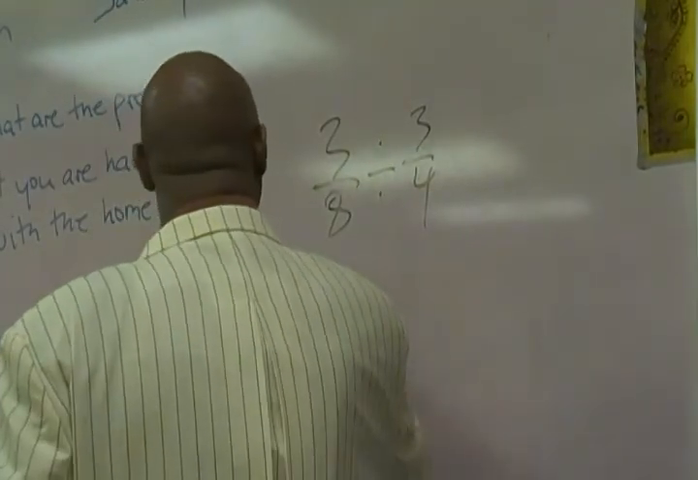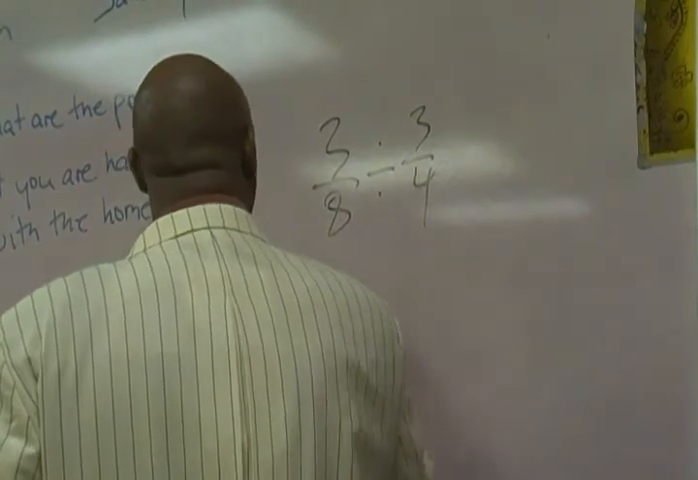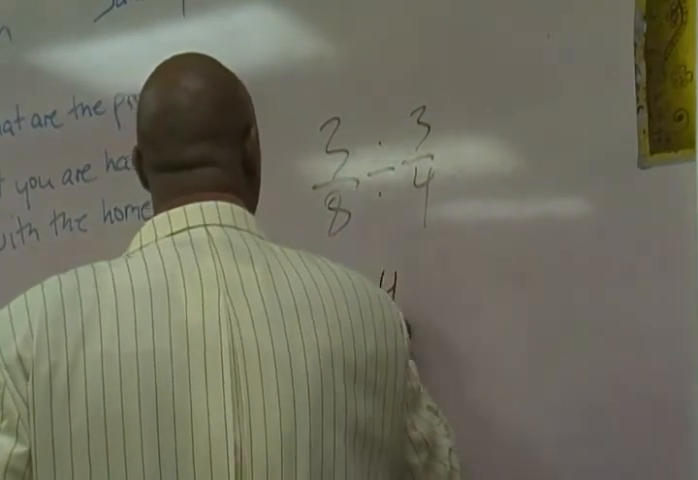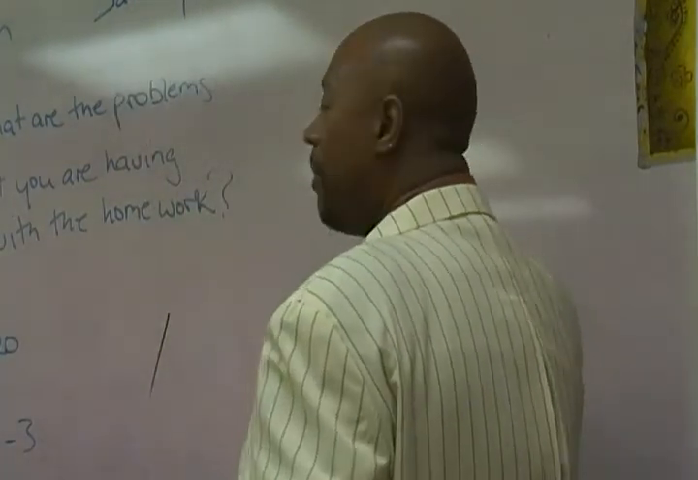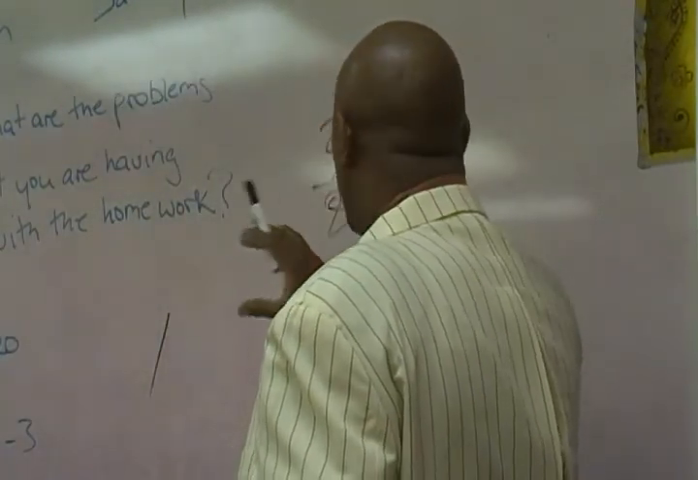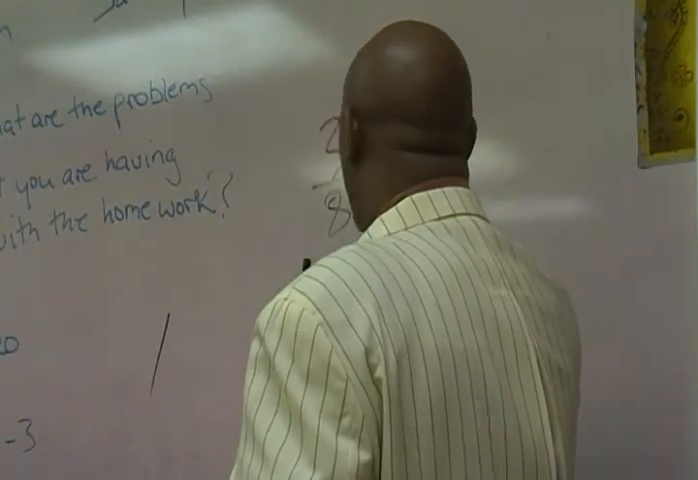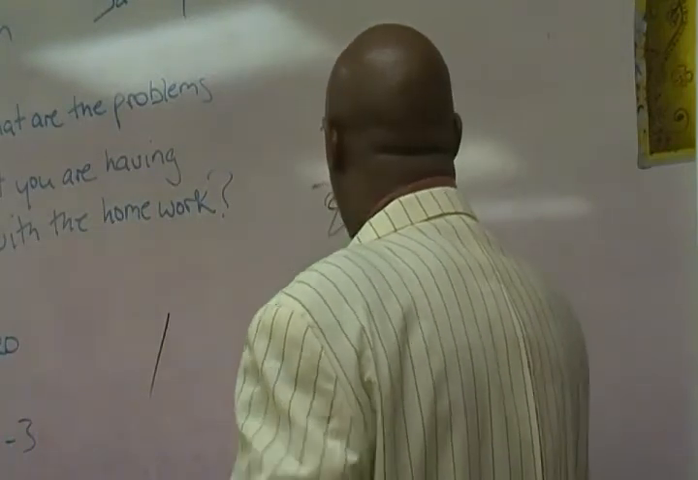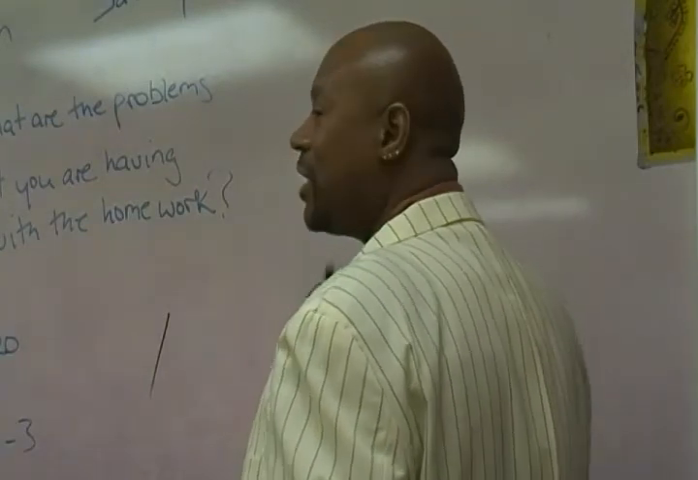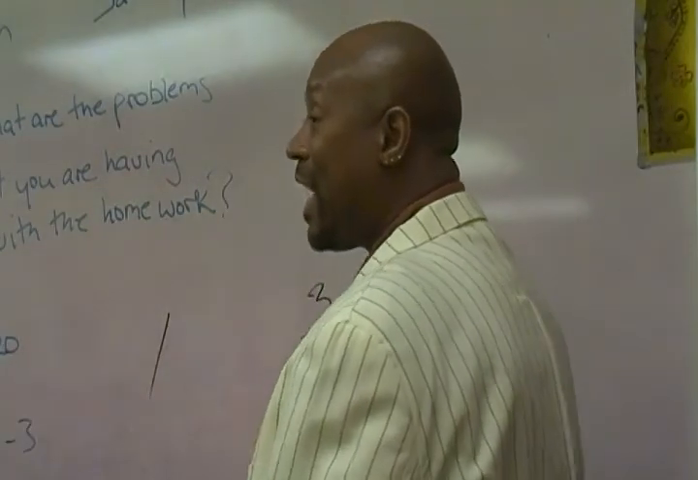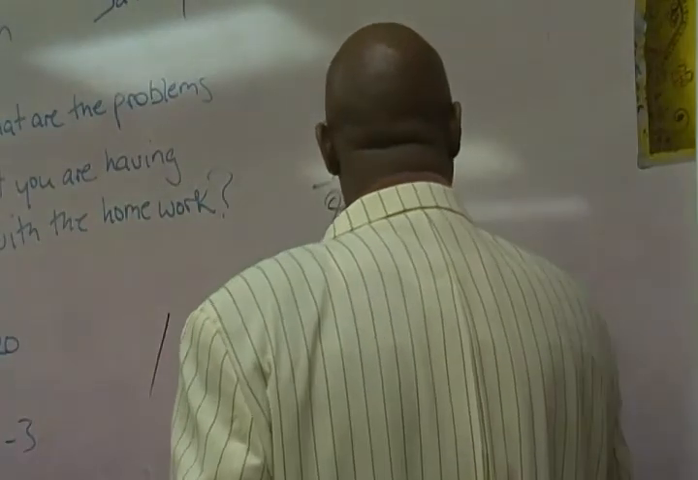All right, you ready? So we got 3/8 times 4/3. Now, the reason why you can cross divide is because it's not changing the number when you do that. Fractions are the same if you're dealing with the same number. Let me show you what I'm talking about.